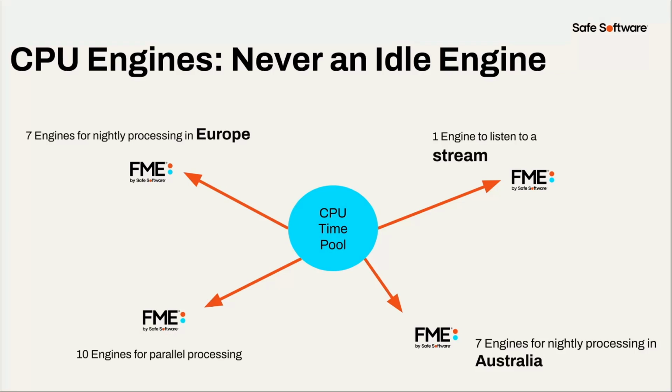Yeah, so exactly. There's never an idle engine if you're using CPU time. So you can distribute them again. I've got a scenario here where you've got Australia and Europe. You've got maybe nightly processing. You can use that same time amongst those two machines and never have to worry about an idle engine there.